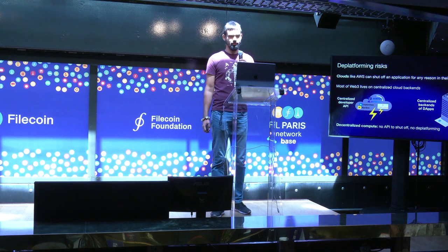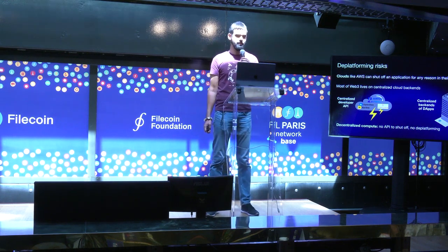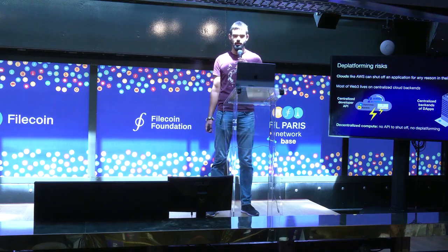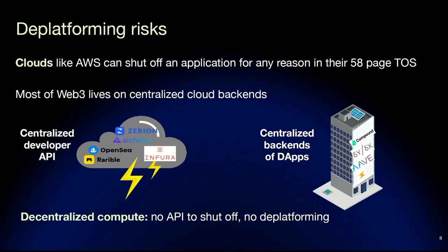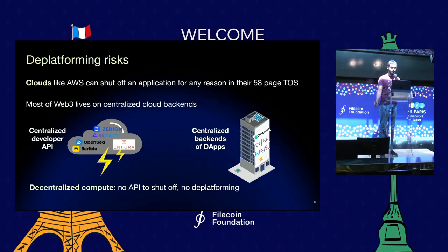Another point is that we have deplatforming risks. Clouds can shut off an application for any reason. And not only clouds, APIs can also ban the users of these APIs, or they can change or shut down the API itself. And the majority of infrastructure, Web3 decentralized infrastructure, is either just centralized backends of DApps, or it's centralized developer APIs that DApps use. With decentralized compute, we have no API to shut off, no deplatforming risk.